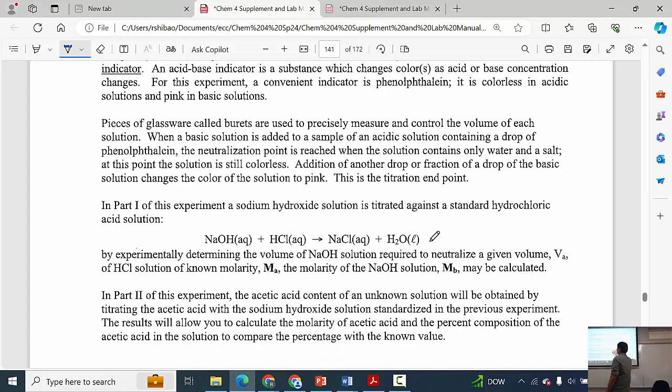Pieces of glassware called burettes are used to precisely meter out volumes of solutions. These burettes have pretty high precision and good accuracy. Usually for the accuracy we calibrate them to make sure they're reading correctly, but normally they're calibrated from the factory. Since they're calibrated and quite precise, they're quite expensive.